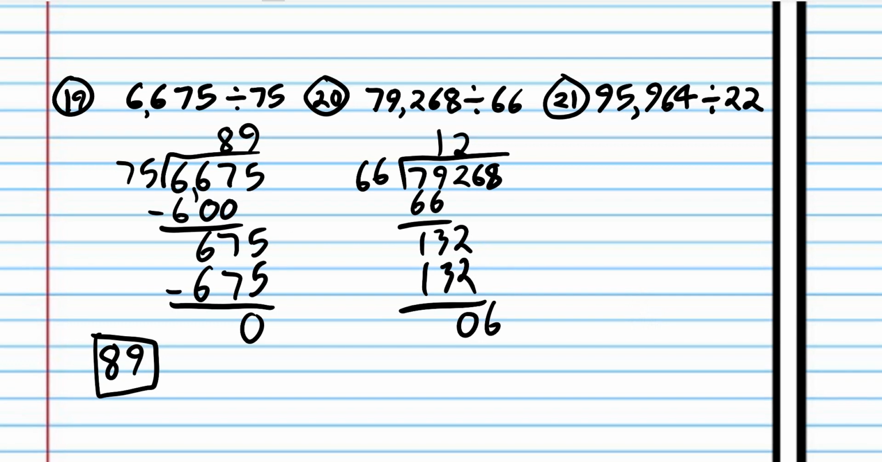66 doesn't go into 6. After we brought down the number 6, 66 still doesn't go into it. So we put a 0 there. Now we bring down the last number to get 68. 66 goes into 68 one time, obviously. And 1 times 66 is 66. And 68 minus 66 is 2. And we have no more numbers here. So the final answer is 1,201. Let me move that over. 1,201. Remainder 2.